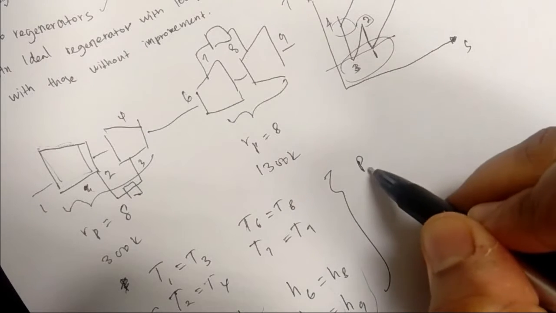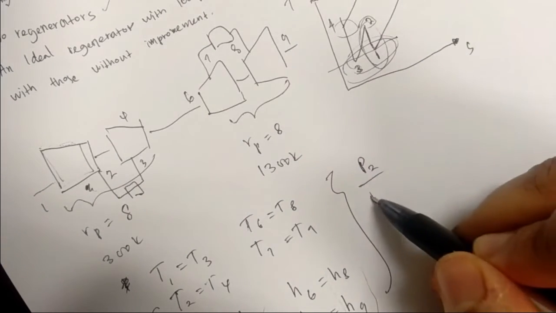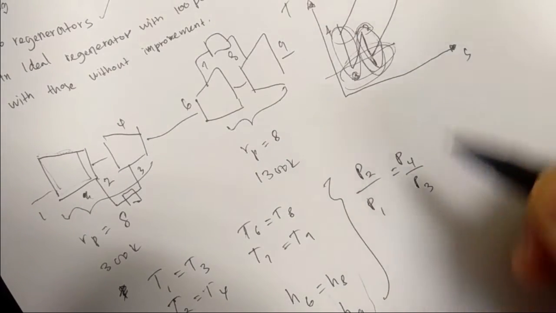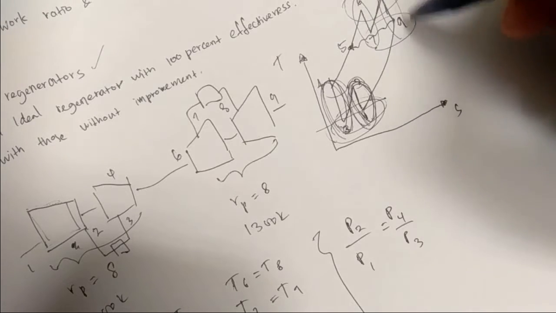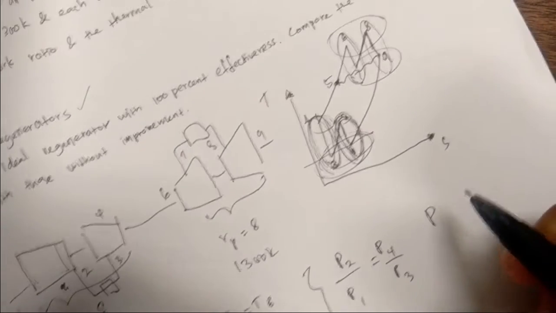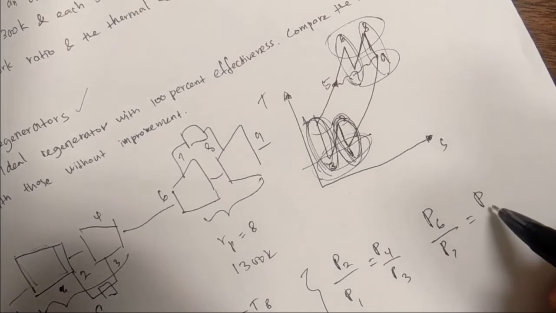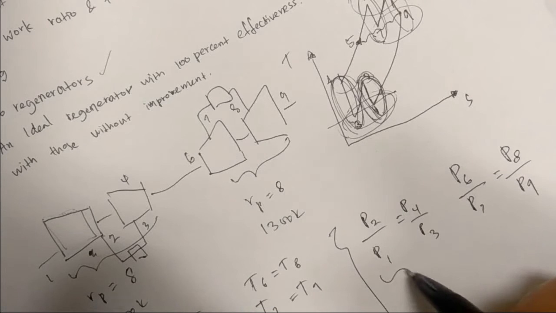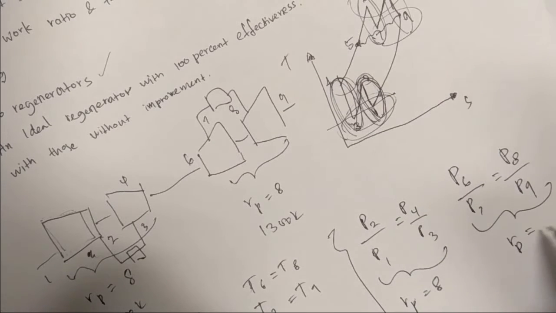Okay, and then one more simplification is the pressure ratio for this stage. P2 over P1 is equal to P4 over P3. So this is a 2-stage compression process, and then this is a 2-stage turbine or expansion process. So these two stages also have equivalent pressure ratios. P6 over P7 is equal to P8 over P9. Okay, so these two stages together give a pressure ratio Rp equal to 8.